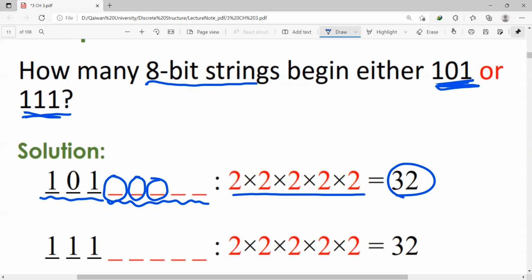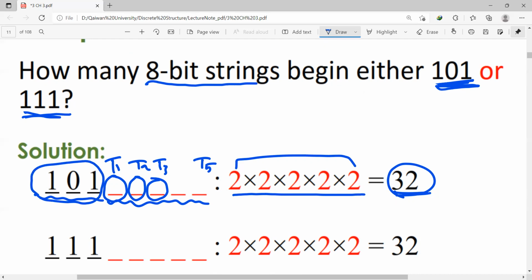Since you have successive tasks, this is T1, this is T2, this is T3 up to T5. Since you have successive tasks, that means we must use the multiplication principle. Here in this case we use the multiplication principle. That means for each task we have 2 choices, and multiplying them we get 2 multiplied 5 times by itself, and we get 32. That's for those strings which begin with 101.